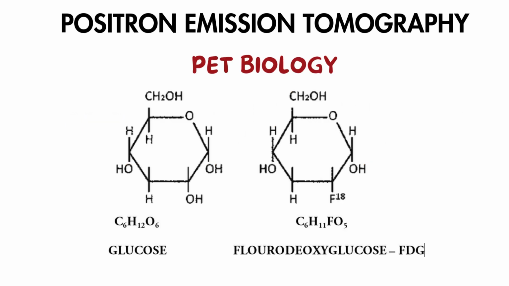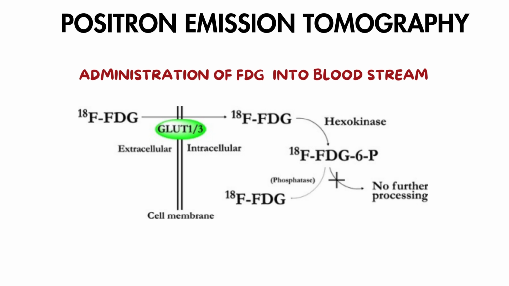We now see what biological processes happen in PET. We know glucose, C6H12O6. This is a basic molecule, and what we do is add a fluoride to this particular glucose. When adding a fluoride, this glucose is converted into fluorodeoxyglucose, that is FDG. Here one hydroxyl group is released and one fluorine is added. The patient who requires a PET imaging is administered with FDG-18.